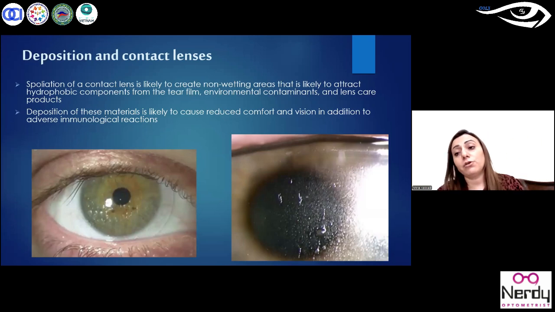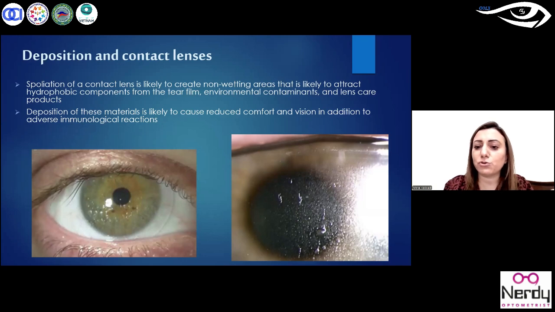Now, deposition, on the other hand, is very related to wettability. So a wettable surface should be deposit resistant. Deposition is the deposition of many contaminants, either contaminants or components from the tear film, environmental contaminants, or even the lens care products. Sometimes they deposit on the lens.